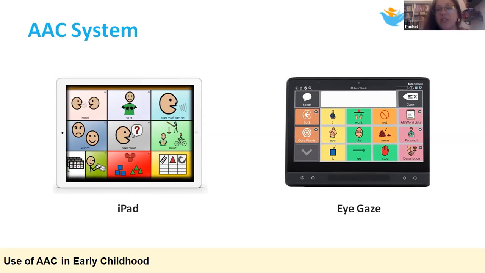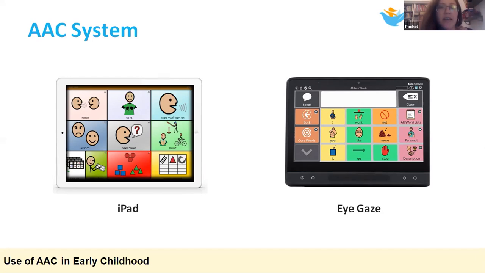An eye gaze system means that there is a computer with a small camera attached, and the camera detects the pupil movement. So whenever she looks at a certain place on the screen, it says what she looks at. So basically the eyes are like the mouth of the computer, like pointing on the iPad.